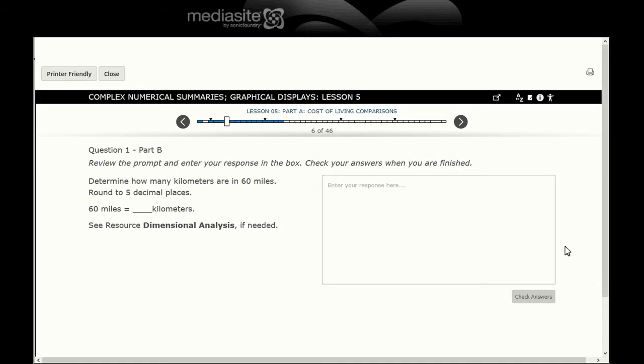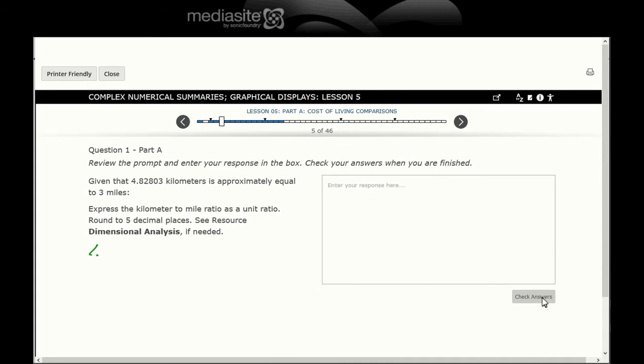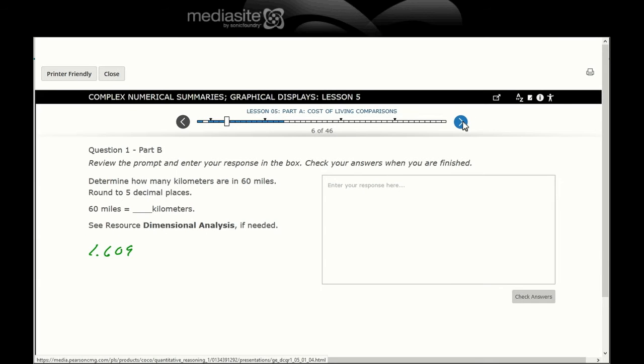Review the prompt, enter your response in the box. Determine how many kilometers are in 60 miles, round to 5 decimal places. Okay, 60 miles equals how many kilometers? Well, we just figured out that it was 1.60934 kilometers per mile.